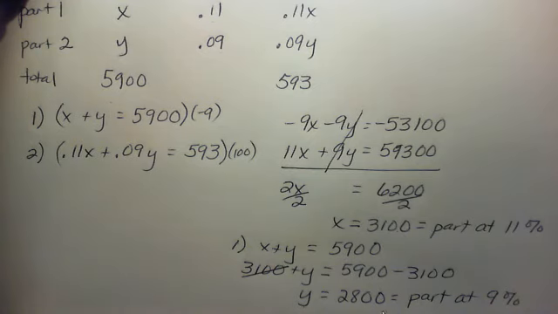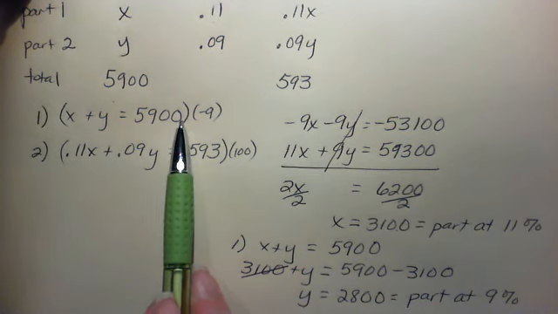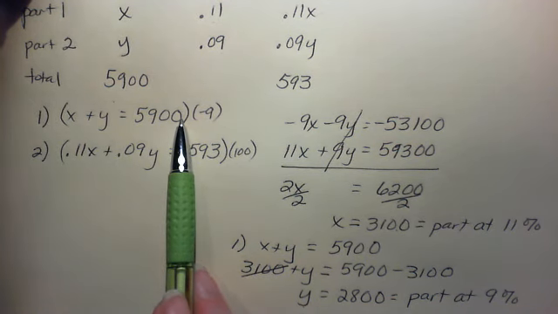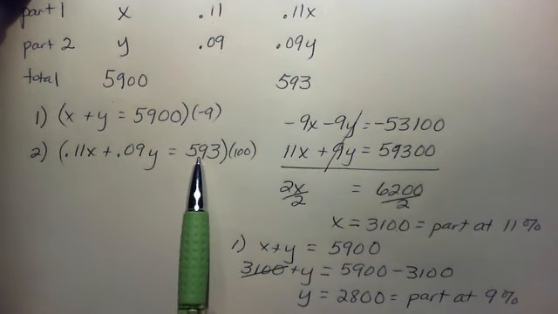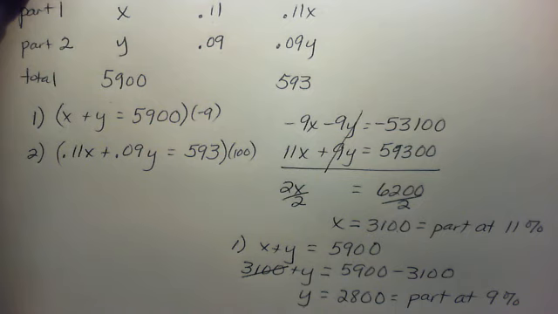Alright, and remember we should take those back to check, but a quick check would be to see if 3,100 and 2,800 add for 5,900. That's a quick check. Alright, and then to be extra cautious, we should take those numbers into this equation here and make sure they also check here.